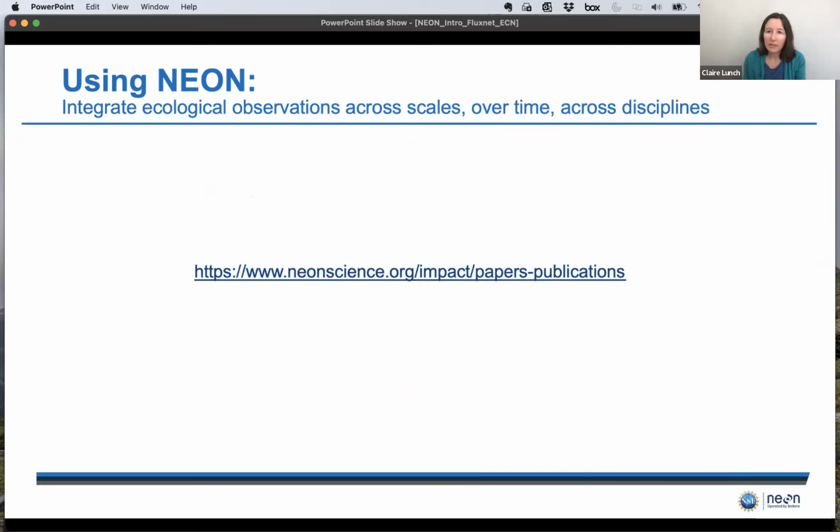And if you're interested in digging more into any of the papers I just talked about very briefly, or checking out other papers that have been written using NEON data, this is the place on the website. There's an impact area of the website, and you can go to papers and publications and check out what's there. There's getting to be more and more all the time.